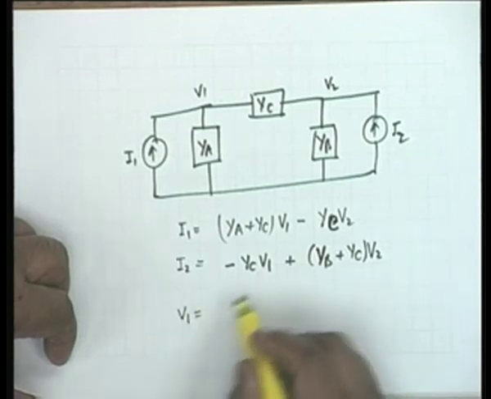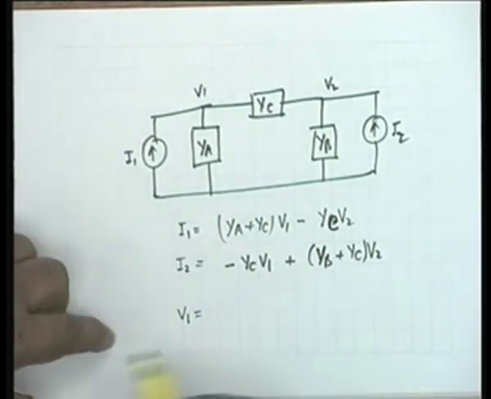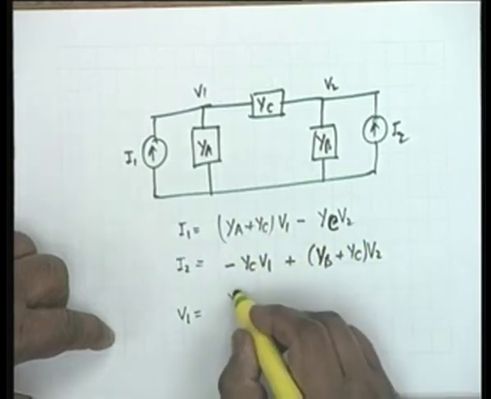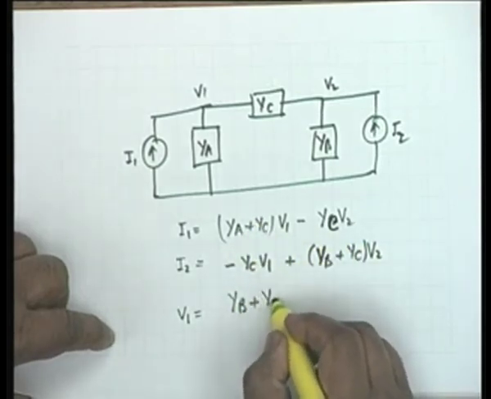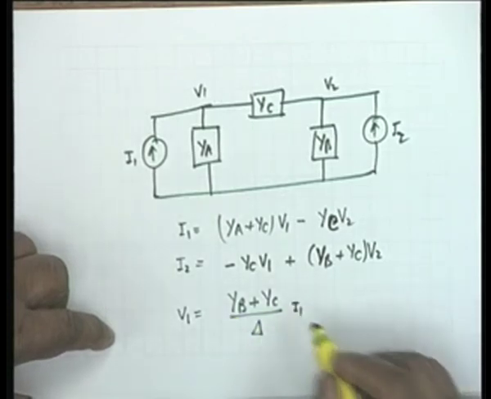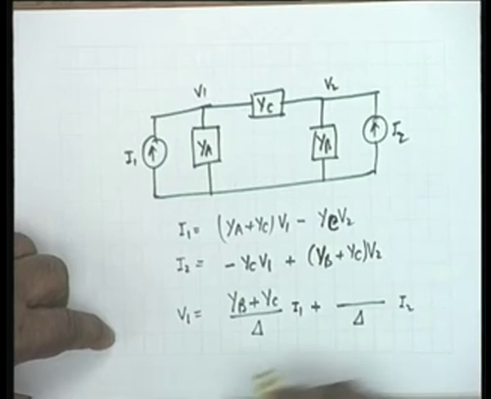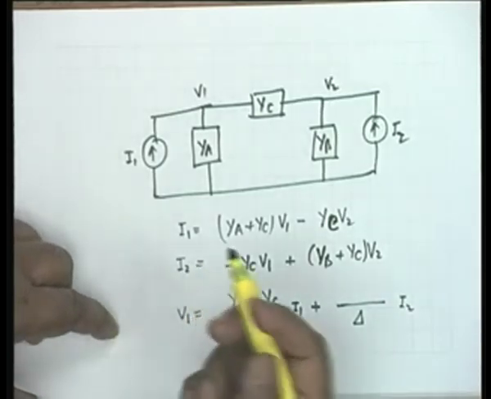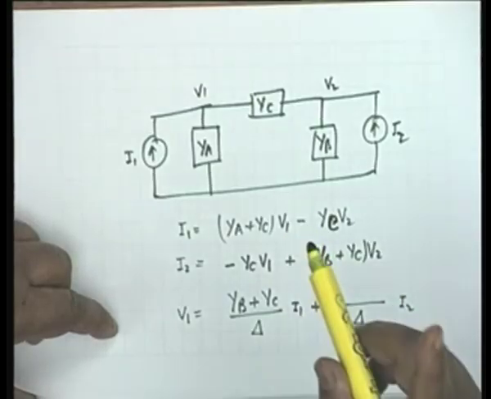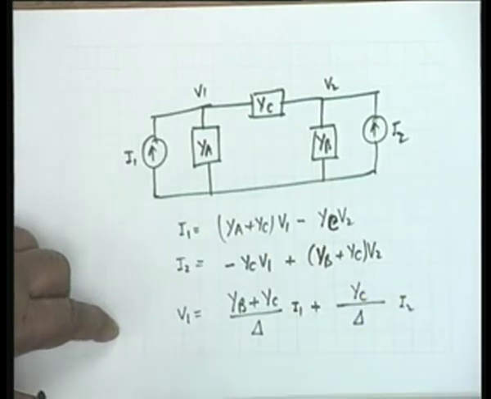You see, V1 is del 1 1 by del. What is del 1 1? First row and first column. So it is YB plus YC divided by del, whatever del is, multiplied by I1, plus again del here, I2. This would be del 2 1 or del 1 2. The sign here is negative and the sign of del 1 2 itself is negative, so it is simply YB divided by del. Is that okay?